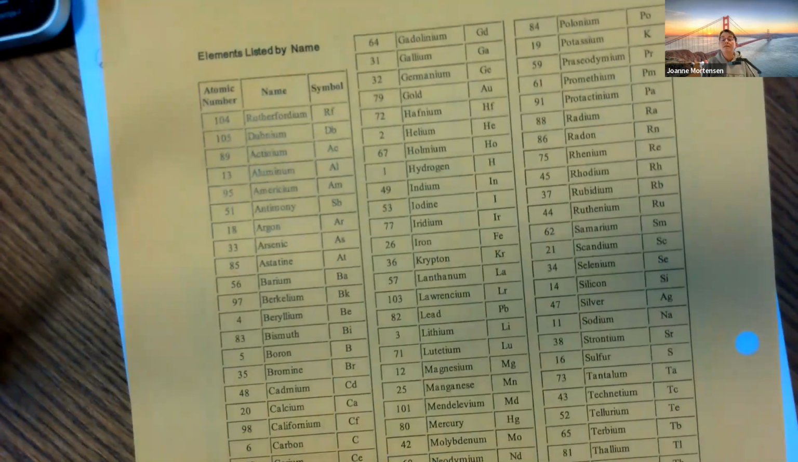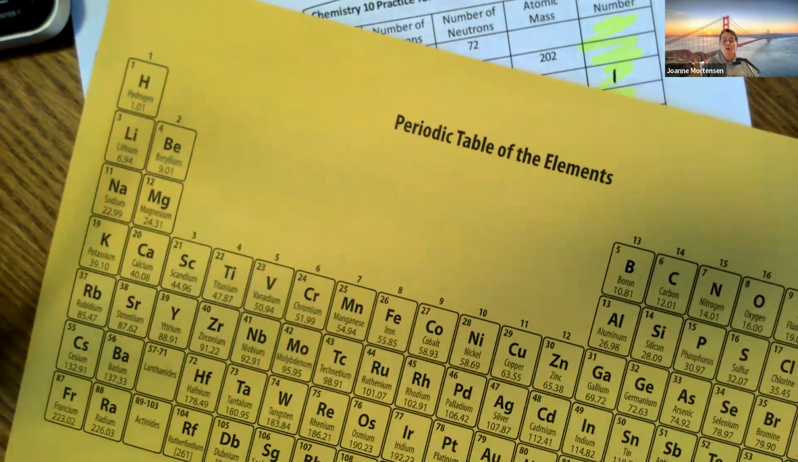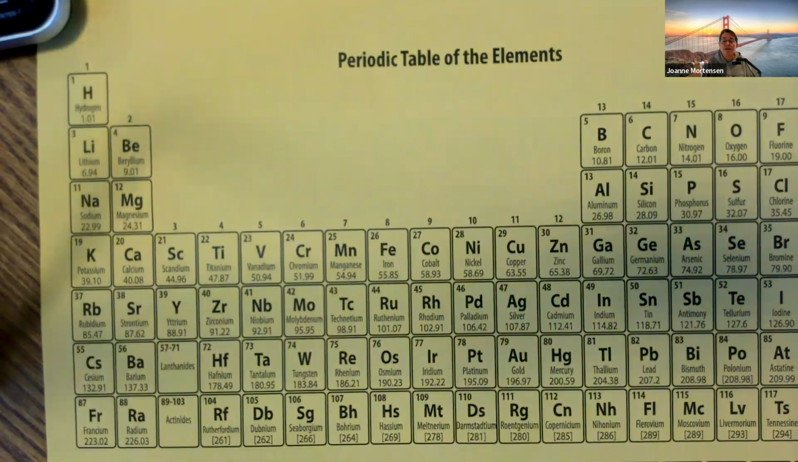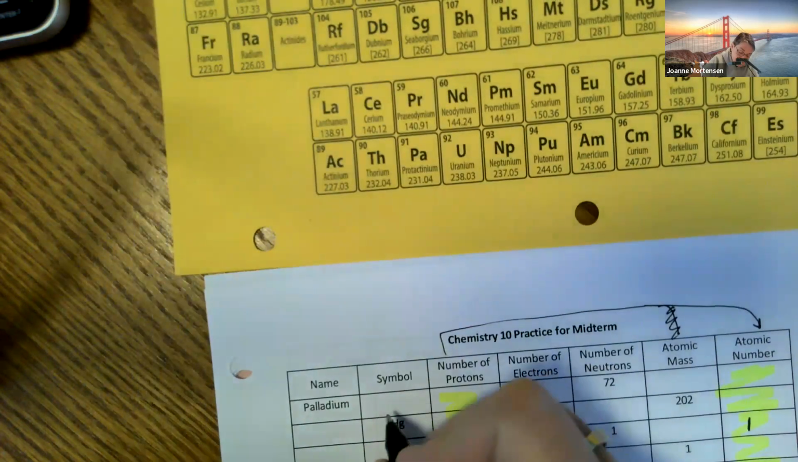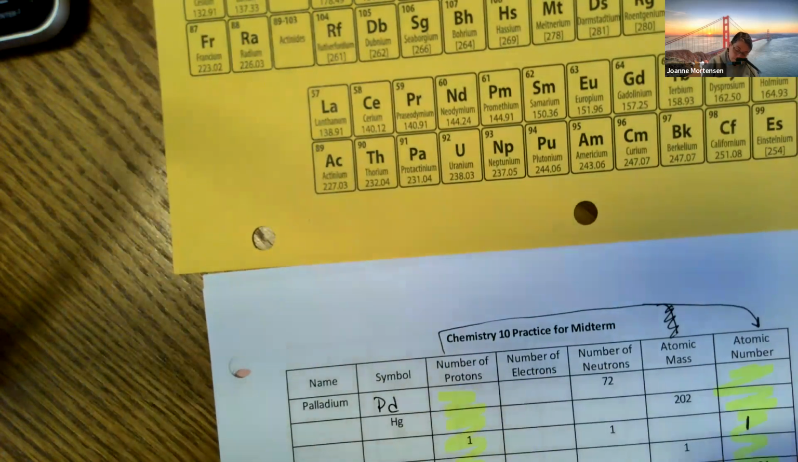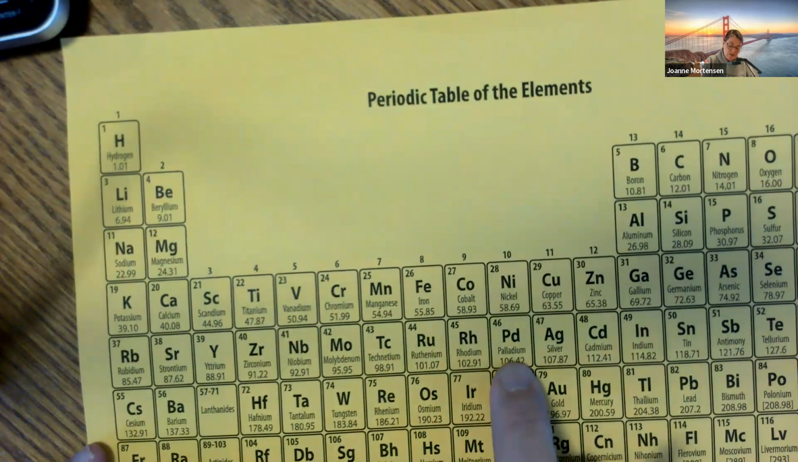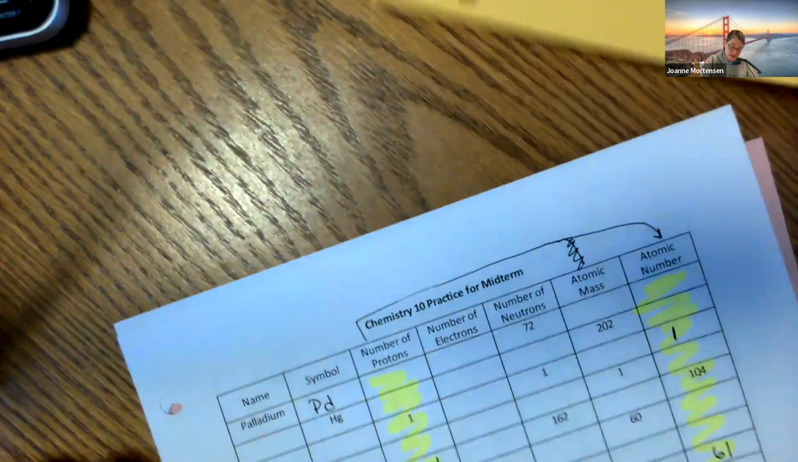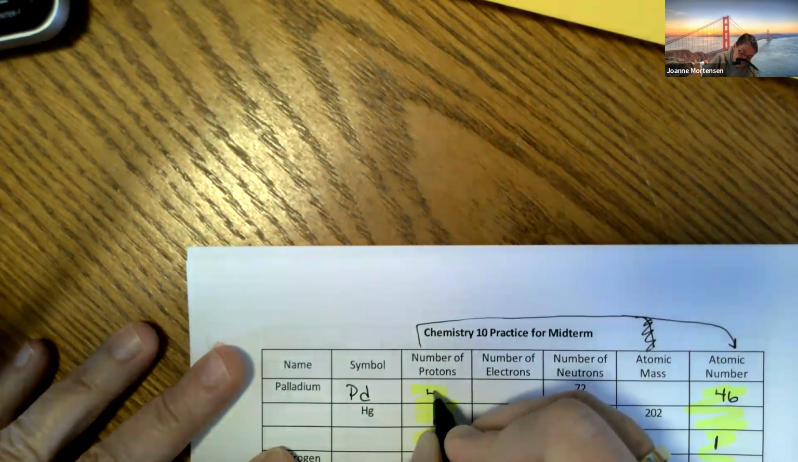So symbol Pd. So sometimes, instead of spending a whole bunch of time on this side and getting frustrated because you can't find it, just flip it over. And now that I know it's 46, boom, it's right there. All right, so the symbol is Pd. And while I'm at it, since I have it up, palladium is atomic number 46, which means 46 here and 46 here.